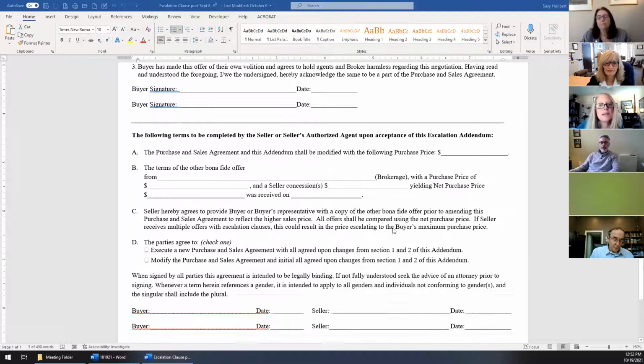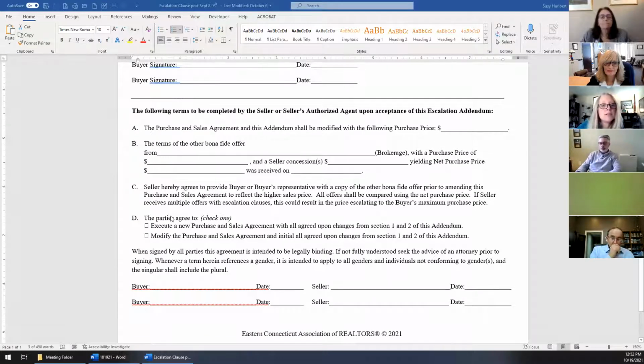Yep. That's why, if you look at section C, the last sentence says, if seller receives multiple offers with escalation clauses, this could result in the price escalating to the buyer's maximum purchase price. So essentially, it's explaining that an escalation clause can actually increase where the maximum bid goes, because now you're competing one escalation clause against another escalation clause.